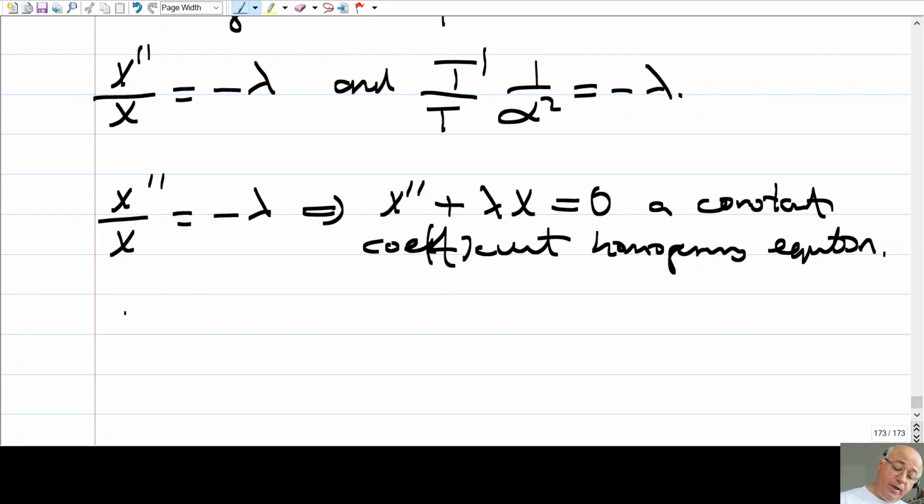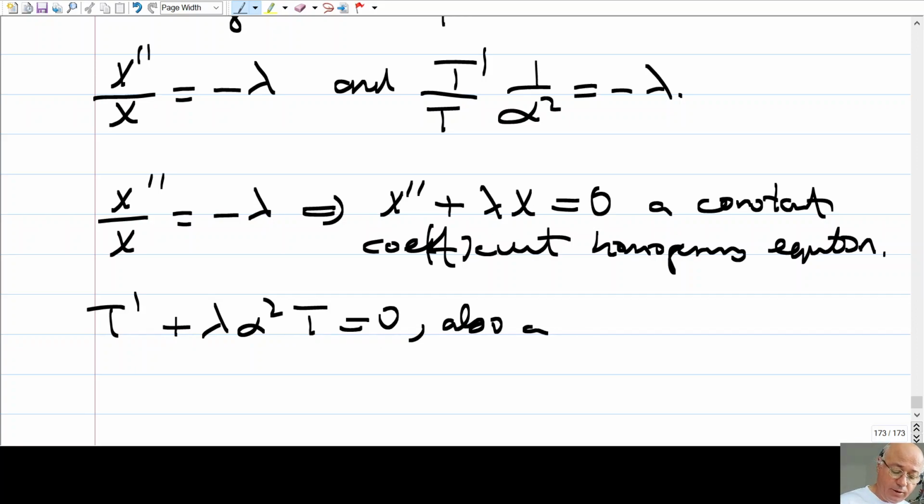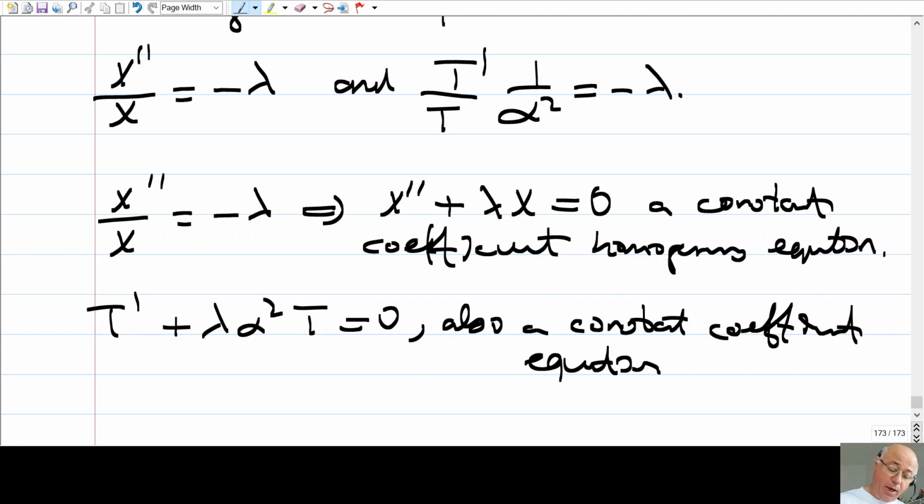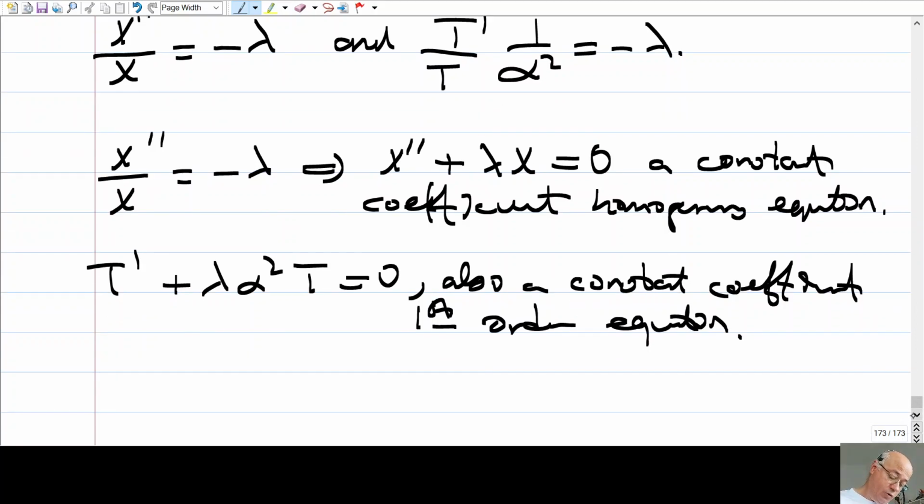All right, and the other one is what? It is t prime plus lambda alpha squared t. Another constant coefficient, also a constant coefficient equation. Actually, it is linear, right? I mean, a first order equation. This is second order, but this is first order.